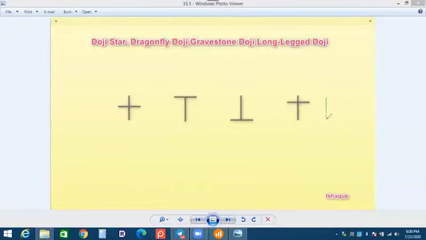Look at that, it is a variation of this doji. Sometimes you will find this doji and sometimes this. This is the long-legged doji, gravestone doji, dragonfly doji, and star doji. All the meanings are the same, but there is a little bit of change in the concept.